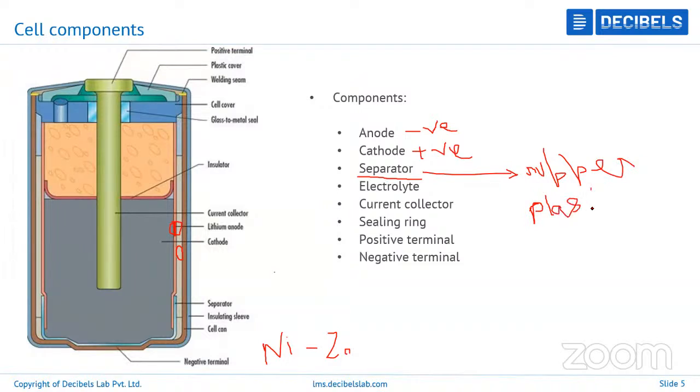So these are the most commonly used materials for a separator. Basically, it has to act as an insulator so that your anode and your cathode don't touch each other, and so that they don't cause an explosive reaction inside the cell.